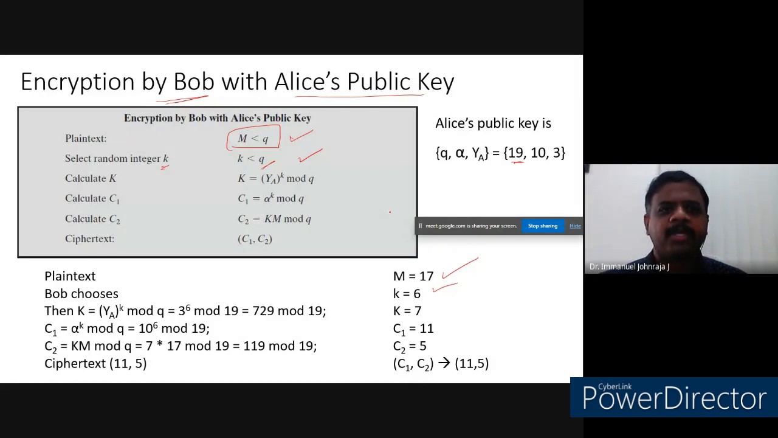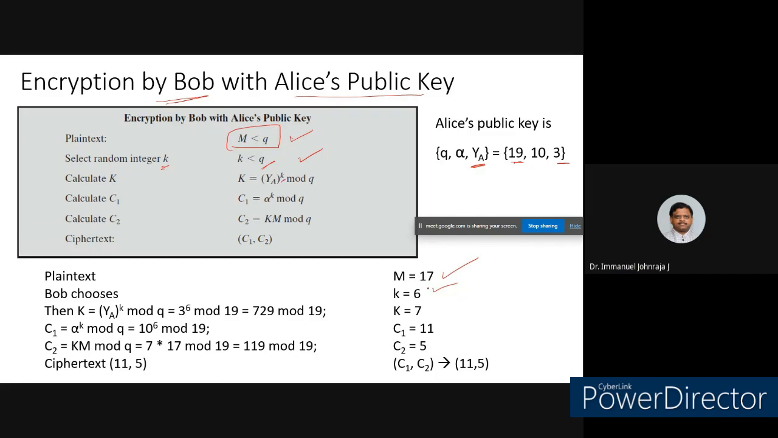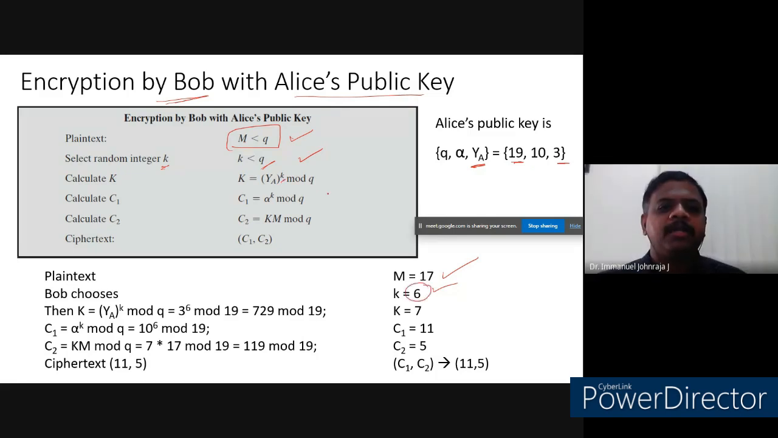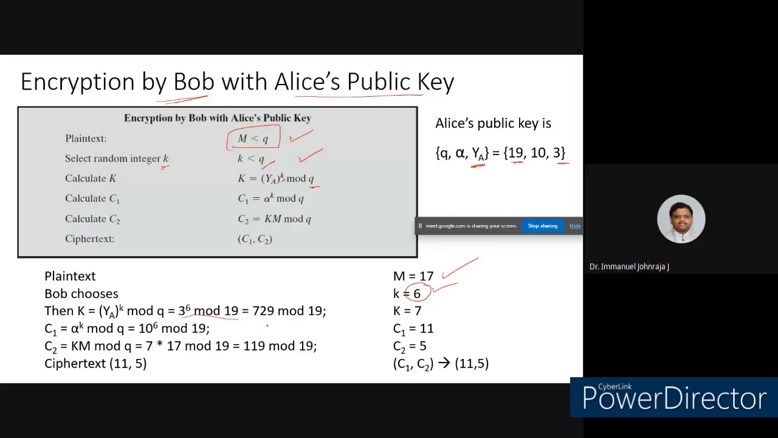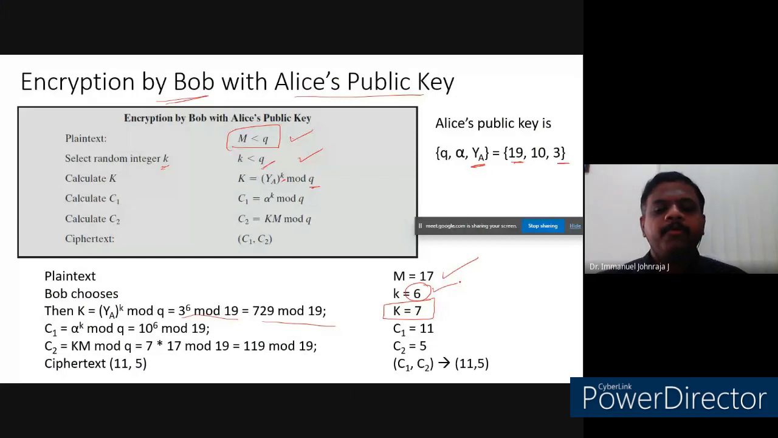Then he calculates a value called capital K. How does he calculate? Very simple. YA power k mod q. What is YA? It comes as part of the public key, and YA is 3. What is small k? Which you have just chosen, 6. And then mod q. Q value is known to us, which is 19. So 3 power 6 mod 19, that is 729 mod 19. So capital K value is calculated as 7.